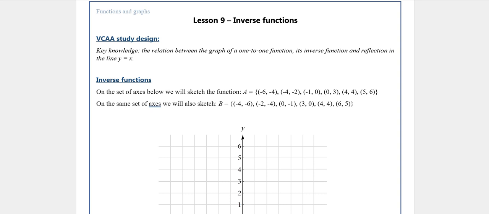Hi guys, this lesson is going to involve kind of a lot of stuff, so lock in. What we're going to be looking at this lesson are called inverse functions. Now, we're not going to jump straight into them. We're going to build up to them step by step, so that we've got a sense of what we're dealing with when we deal with inverse functions.